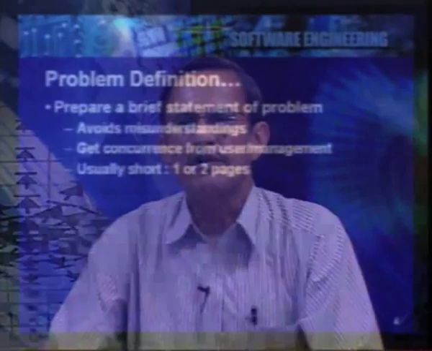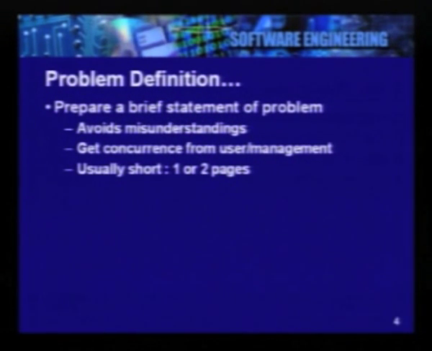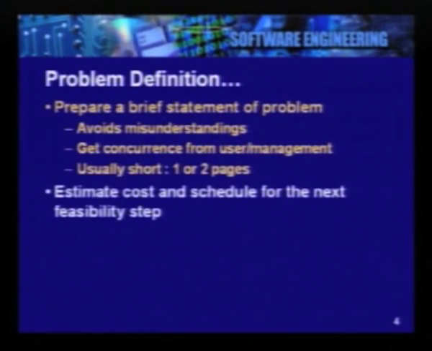Now, after meeting the users and management briefly, we try to prepare a statement of problem. This statement of problem is a small document, not very extensive, but it is still very important because it is the first deliverable in the life cycle. It avoids subsequent misunderstanding, and we get concurrence from the users and the management that we are focusing on a problem, and we look forward to continuing this as a project if we find it cost effective subsequently. So, it is usually a short document, maybe 1 or 2 pages only.